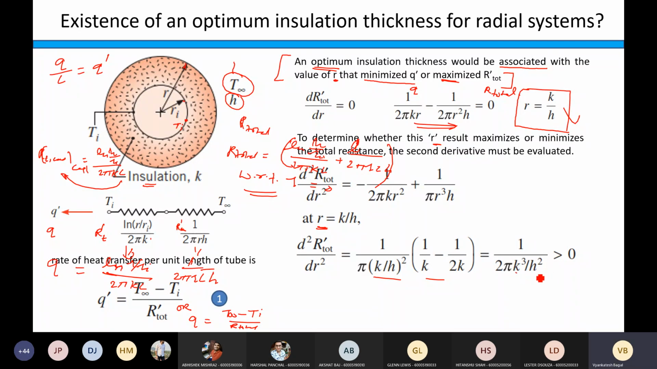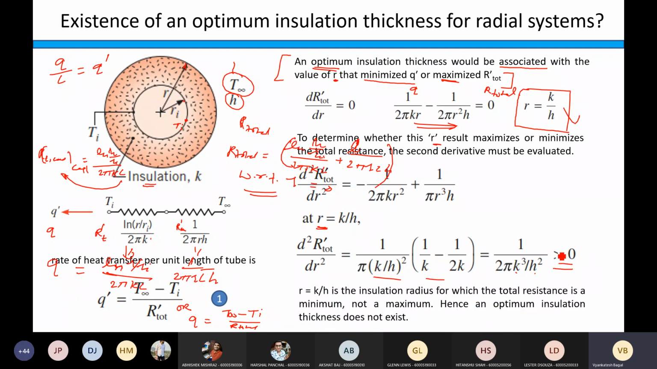So all these values are positive, k, h, right? Pi is 3.14, we know. It means this whole term will be greater than 0. This is what we have proved. So the second derivative of the total resistance is greater than 0.